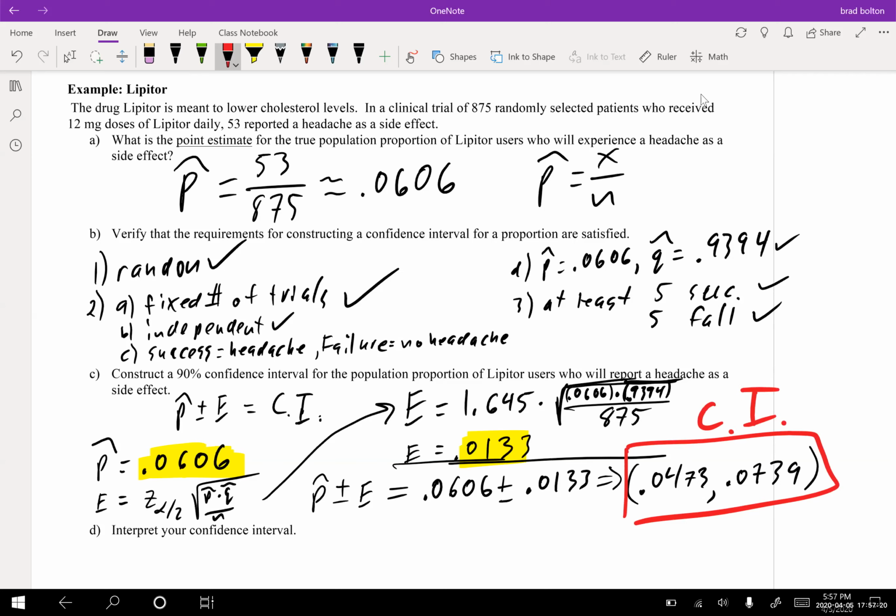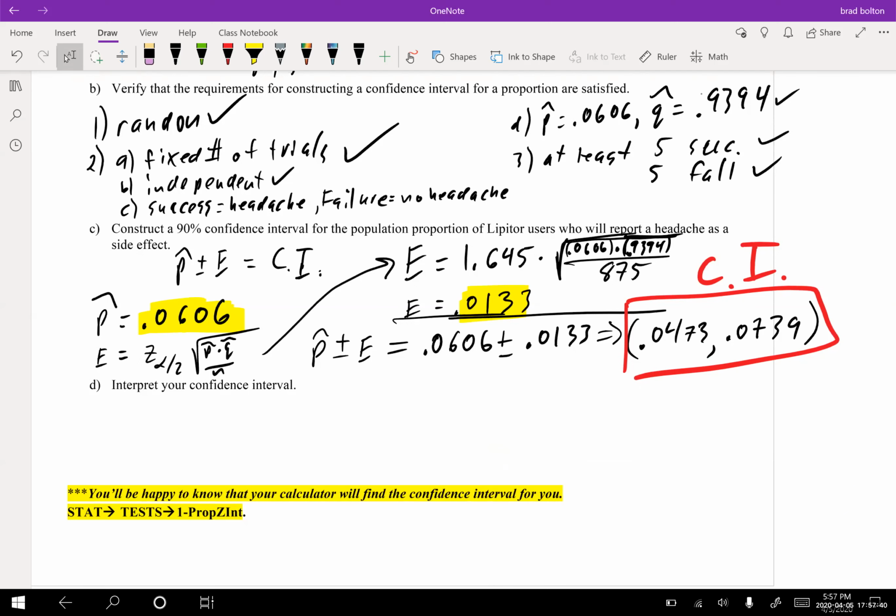Okay, so that is my confidence interval right there, 0.0473 and 0.0739. And all I did, you guys, is take my p hat, which was my point estimate of about 6%, and then add and subtract about 0.0133. So about 1% I added and subtracted. So now we have to interpret our confidence interval. This will be expected in the exam and the homework.